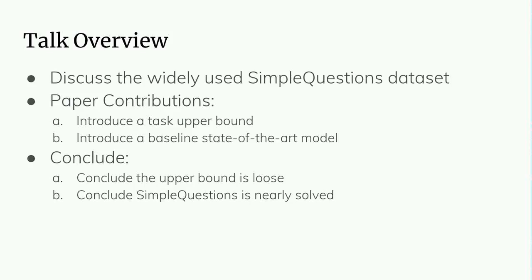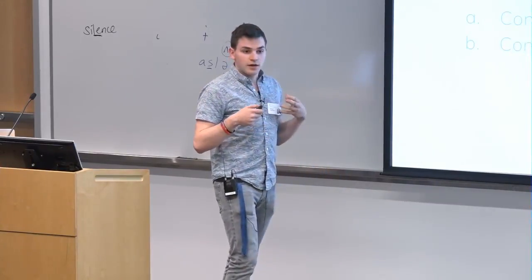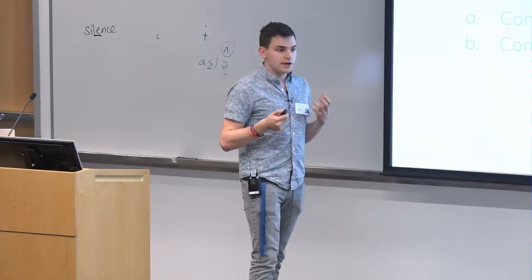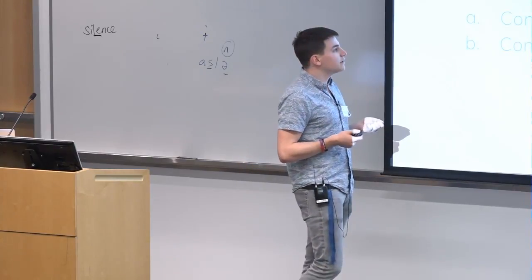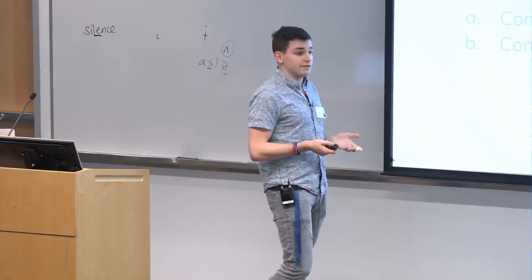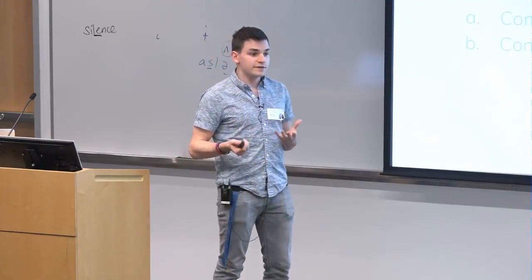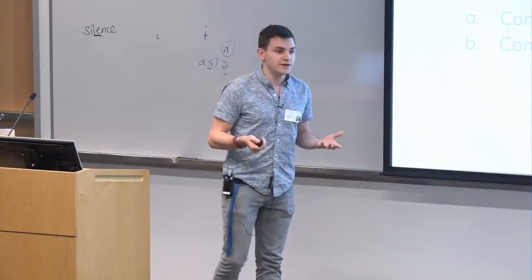To give you first a brief overview of my talk. First, we're going to introduce you to the widely used SimpleQuestions benchmark. And then we're going to go over the contributions this paper has made onto that benchmark. First, talking about how we actually found that there's an upper bound on this benchmark, and then introducing a simple baseline method that actually gets state-of-the-art results. And then we'll conclude that, through our analysis, our upper bound is loose, and that the SimpleQuestions dataset is nearly solved.